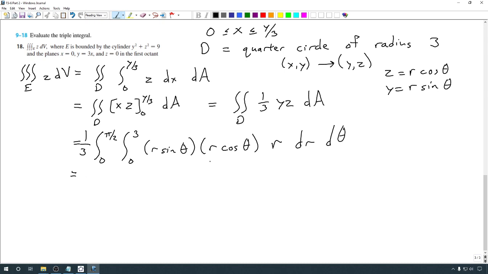Since everything in here is actually a product of something with r times something with theta, I can actually split up my integral, so I don't have to deal with everything all at once. The stuff that deals with theta is the sine and the cosine. The stuff that deals with r is, well, we have an r here, an r here, and an r here, so we have an r cubed.